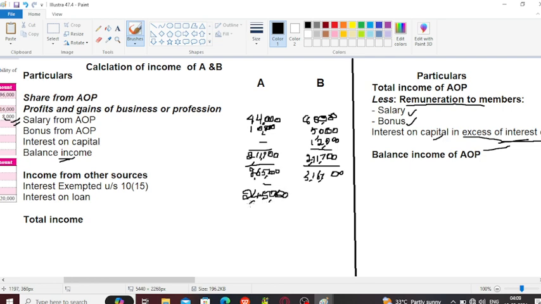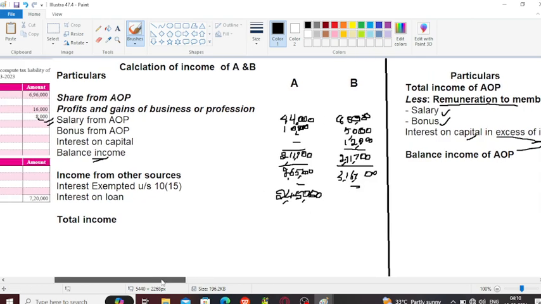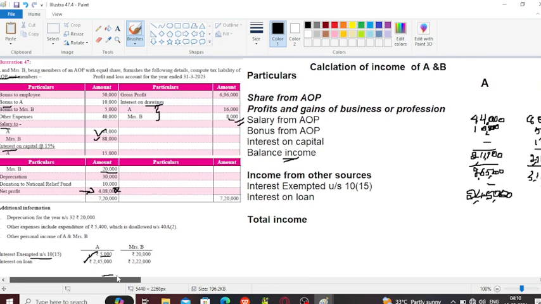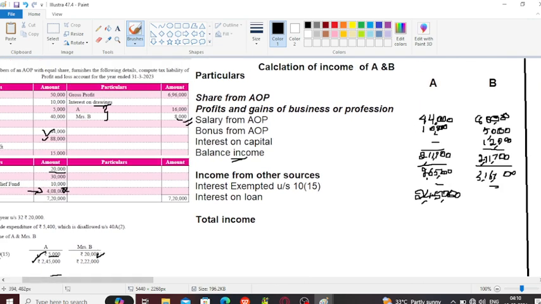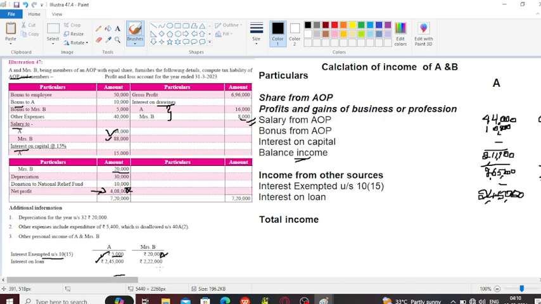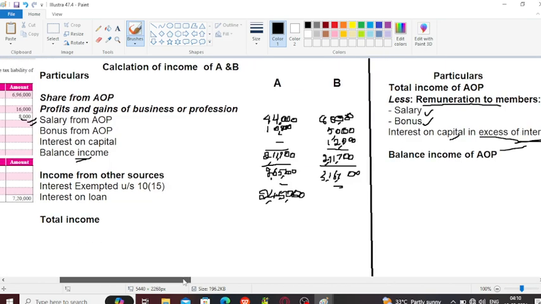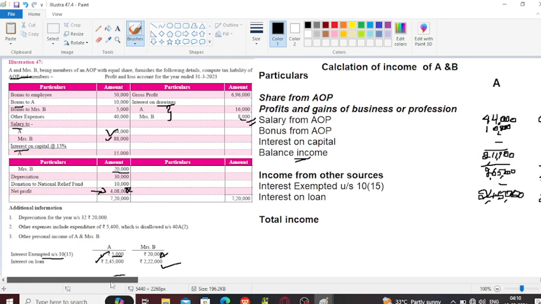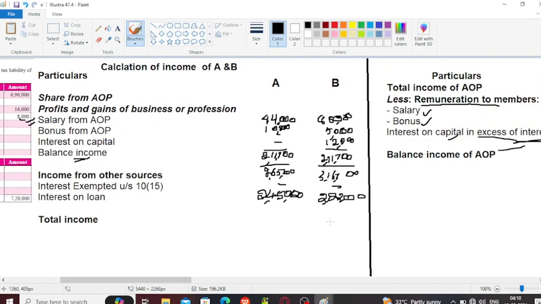And the same exempted income will not be taxable in the case of Mrs. B also. So 12,000 will not be taxable, but the 2,22,000 will be taxable. So let me write here, 2,22,000 will be taxable.